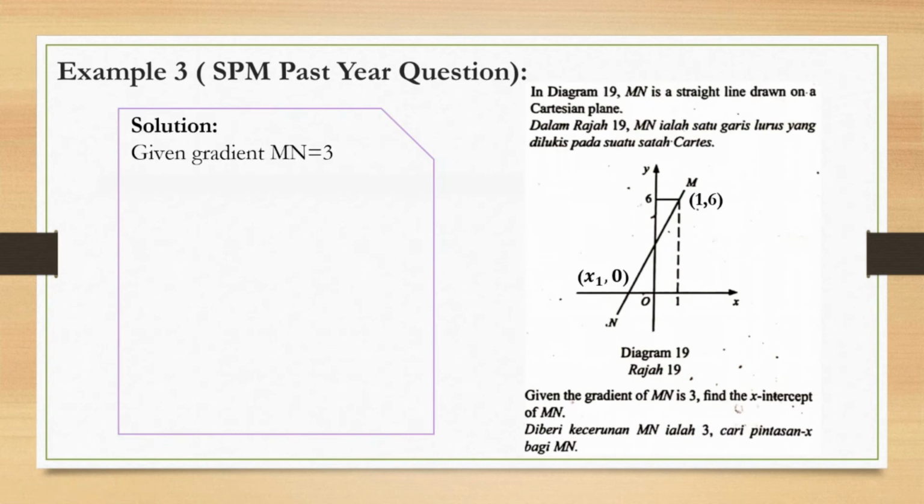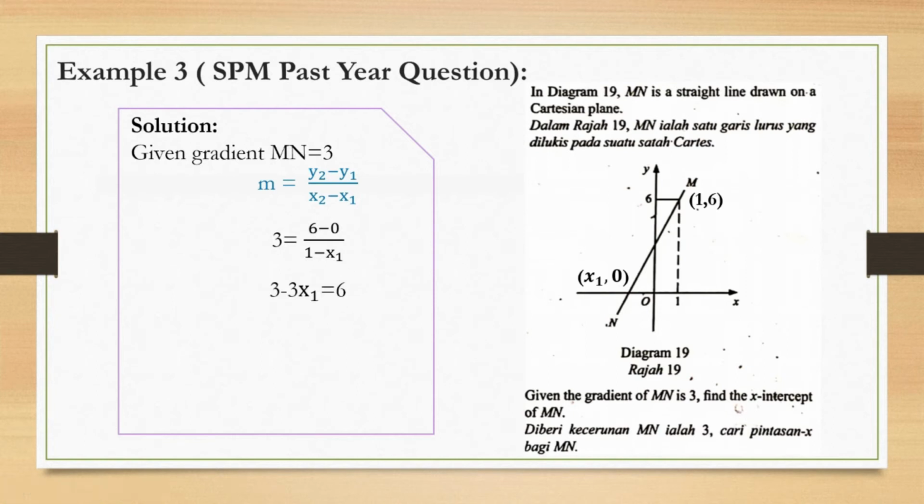So the solution: given the gradient is equal to 3, we'll use this equation. Now this point is equal to (1, 6), and this point is equal to (x1, 0). The x1 is the x-intercept that we want to find. So we just need to substitute these two coordinates and also the gradient into this formula to get x1, which is the x-intercept. Okay, so 3 will equal to 6 minus 0 over 1 minus x1.